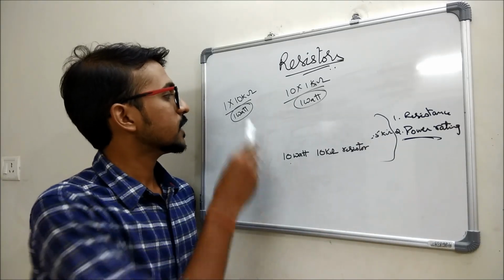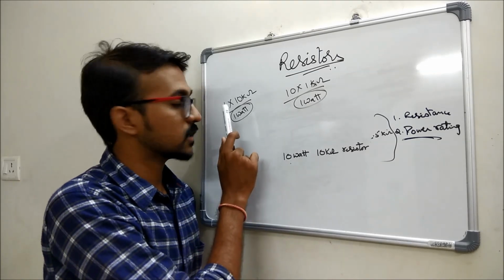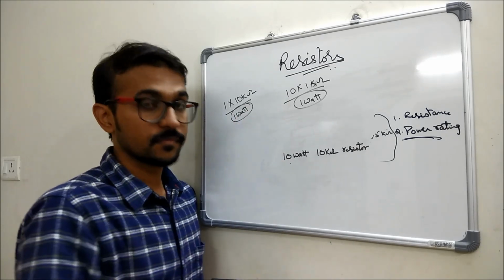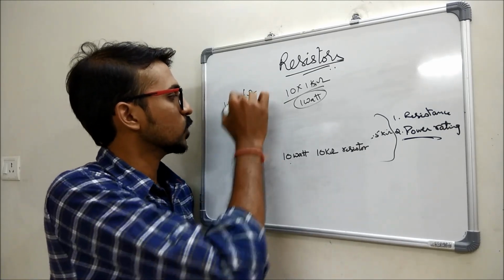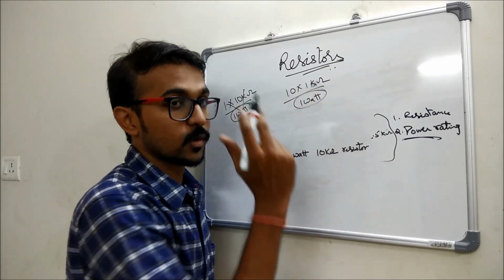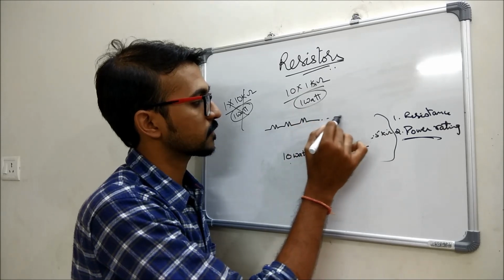If you use a 10 kilo ohm 1 watt resistor and give 10 watts power there, definitely this will burn out the second you put it there and switch on the cell. So this is out of the scope. You cannot use that there. But if you consider here, it's 10 into 1 kilo ohm resistors, so you'll put all of them in series.